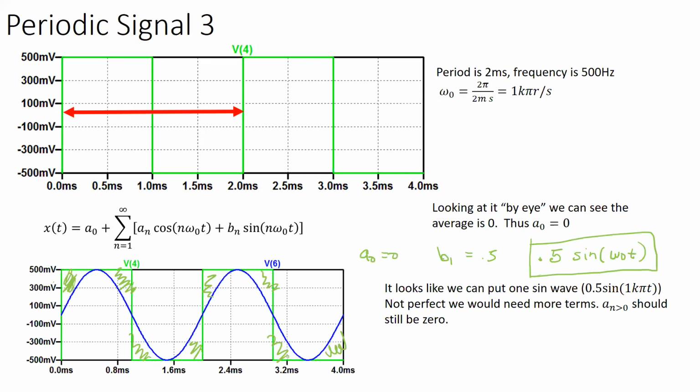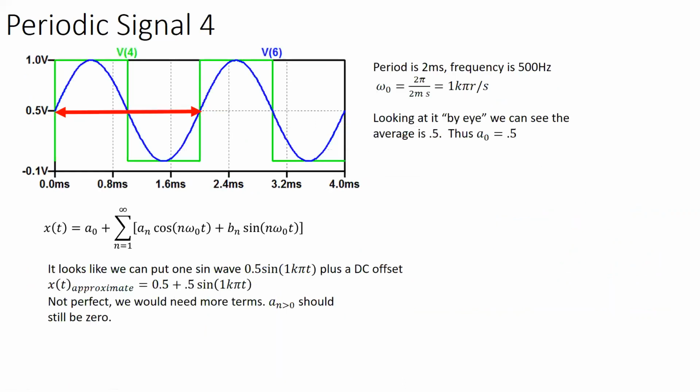To do this more fully, you would start adding more sine waves to represent it, and it would get closer and closer. There'd always be some ripple, and that's a conversation for another day. But just looking at a square wave, we were able to take the average and find A naught without calculus, and then put in one sine wave to show that we've got the first coefficient.